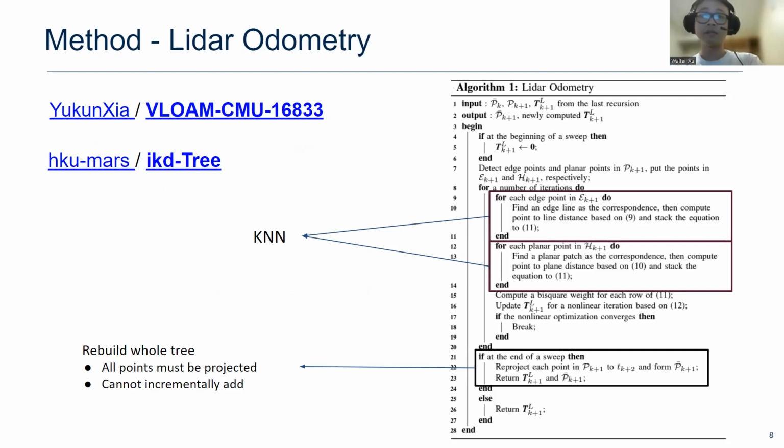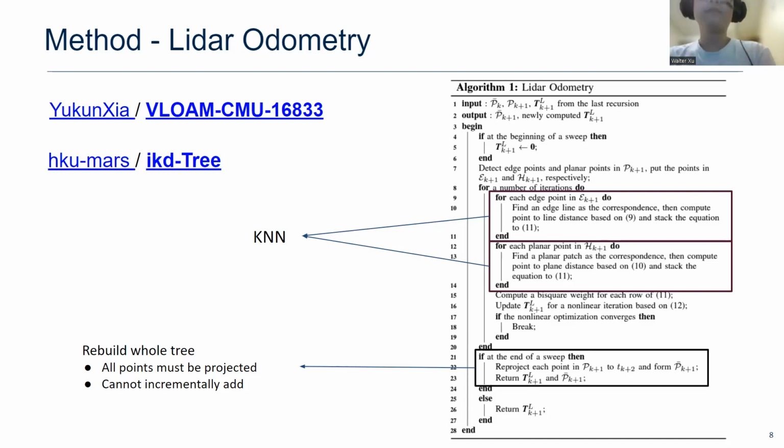The first is LiDAR odometry. So for LiDAR odometry, we first identify where in the algorithm it uses the tree. And we found that first, for LiDAR odometry, it does KNN search for each edge point and planar point. After that, V-LOAM will rebuild the entire tree.